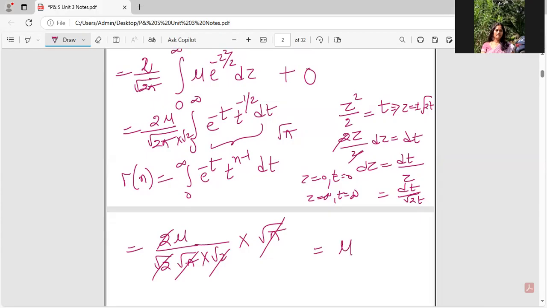That would be the value of the mean of the normal distribution. In the next video, I will show you how to find the gamma function, what the things are about the gamma function, and how to evaluate that integral.